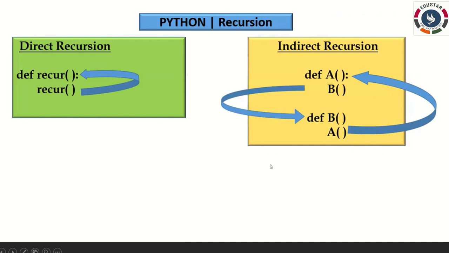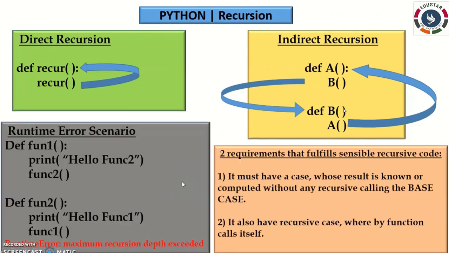So what does indirect recursion mean? See here, I create one function named def a, and inside it I call another function, b. How will it be executed? The a statement will be executed, and then here I call b. When b is called, the control passes there. Now the b function will be executed, and from the b function I call a again. This is called indirect recursion.